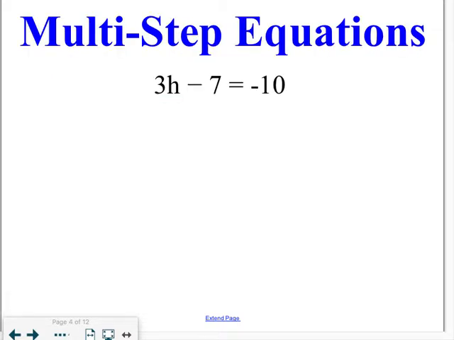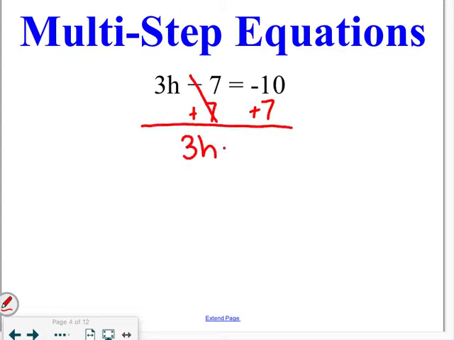So, for example, 3h minus 7 is equal to negative 10. First thing we're looking for is, is there any addition or subtraction? There is subtraction, so we want to get rid of that first. We do the inverse, so we add 7 to both sides. That cancels out the subtracting of 7. 3h is equal to negative 10 plus 7, which gives us negative 3. Next thing we're going to do is get the h completely by itself, so we're going to want to divide by 3 on both sides, giving us a final answer of h is equal to negative 1.